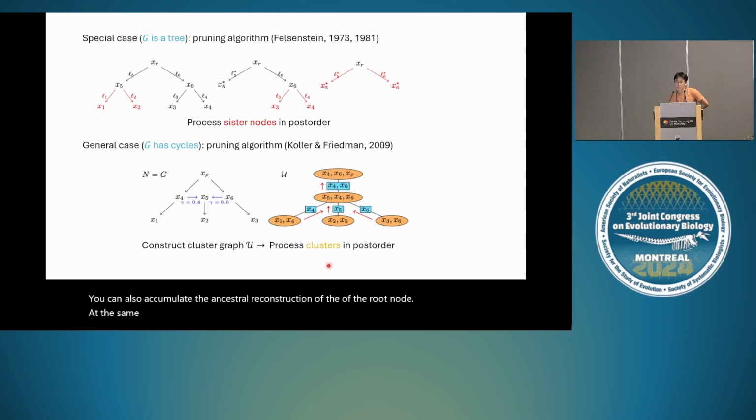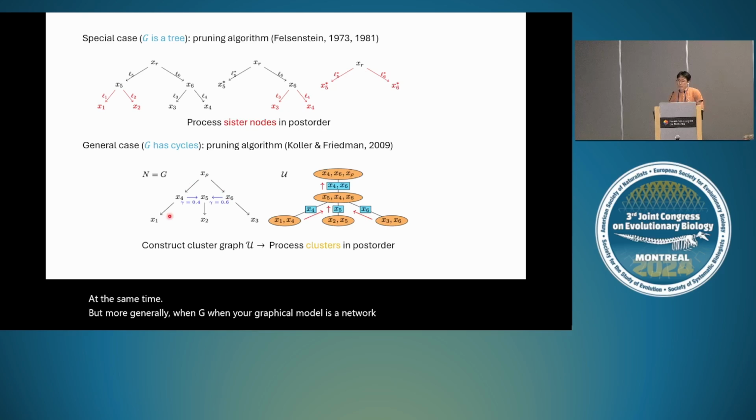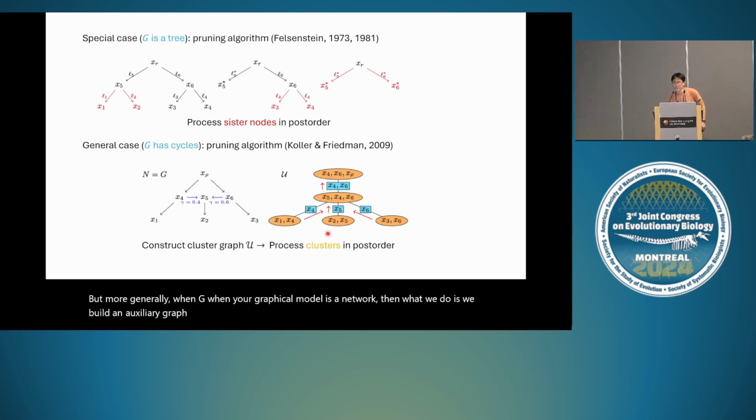But more generally, when your graphical model is a network, then what we do is we build an auxiliary graph structure called a cluster graph. In this case, the vertices of the cluster graph are just groups of nodes. And then we do the same thing. We process the vertices in a post order. And this approach is known as belief propagation.